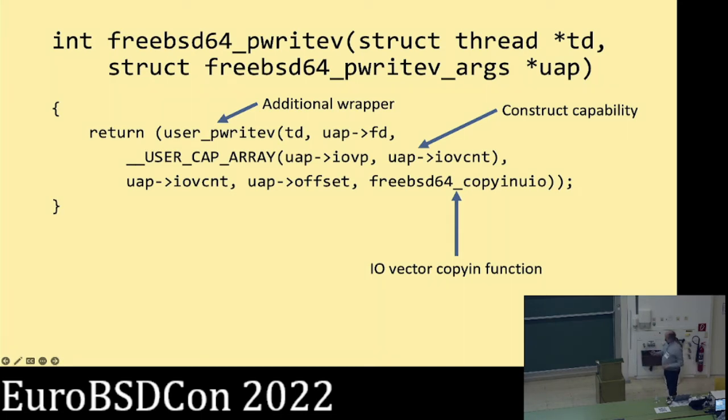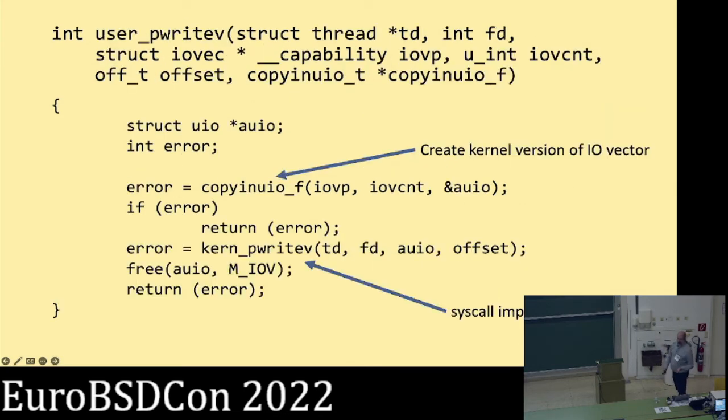So now we construct an argument, or a capability, to the array of IOVEX. And then we pass in a copy in UIO vec structure, and here's the actual thing. So we call the function pointer, and then we call the implementation. This looks like the old sys version, except now the per ABI versions are a tiny bit smaller.